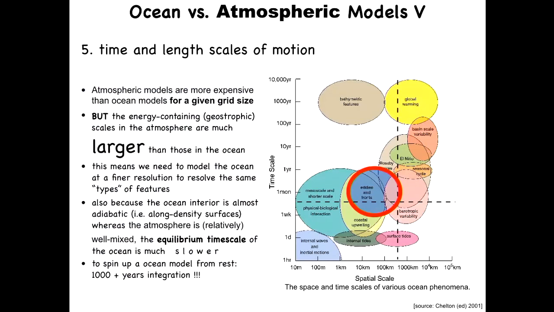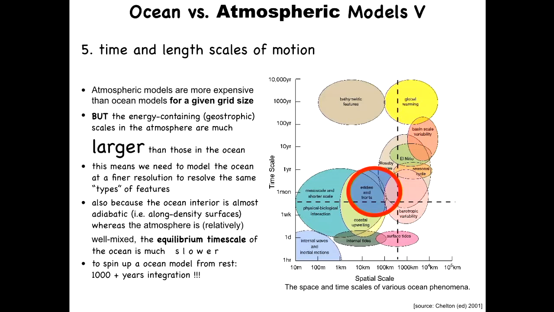And finally, there's the time and length scales of motion. I won't spend much time on this other to say that the scales that we care about in the ocean are these sort of scales of eddies and fronts, baroclinic instability. These are all processes that occur in the atmosphere. But in the atmosphere, they occur on sort of 1,000-kilometre space scales and weekly timescales. And in the ocean, they're smaller, they're kind of 10 to 100 kilometres, but they're actually slower. So they occur on sort of monthly or longer timescales.